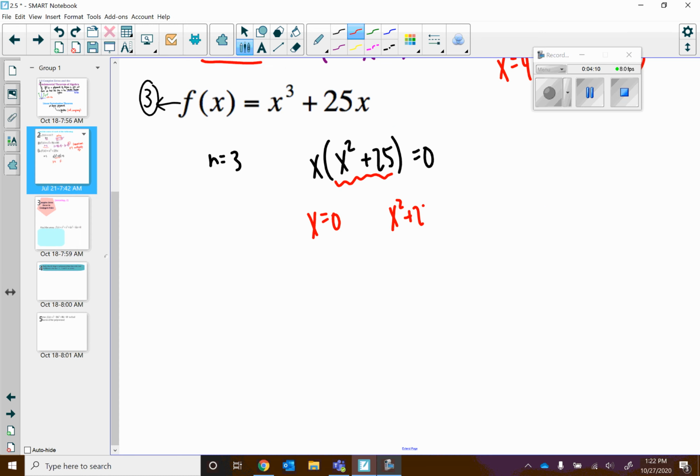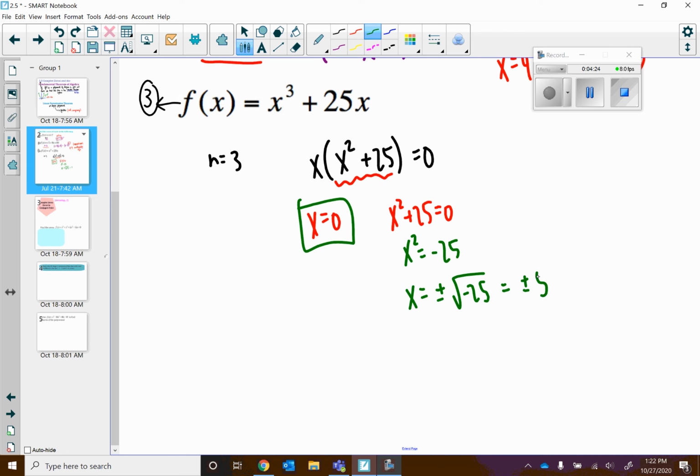X squared plus 25 equals 0. This is my first zero. Over here we get x squared is equal to negative 25. X is equal to plus or minus square root of negative 25, which we wouldn't write like that. We would say positive or negative 5i. Here are my other 2 zeros. So 1, 2, 3 makes for a total of 3.